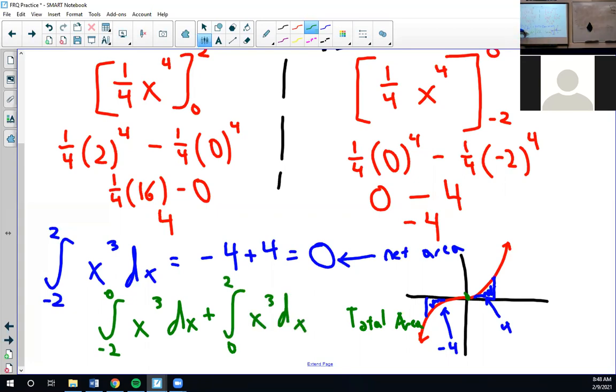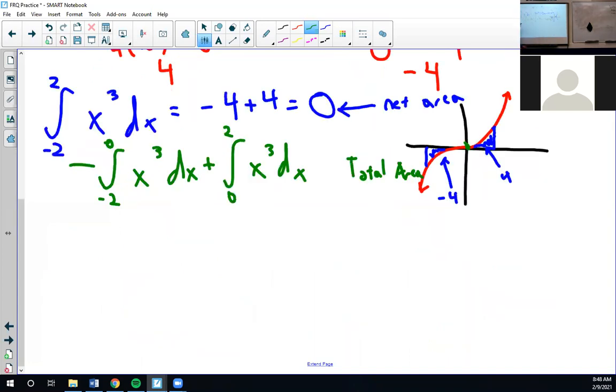So I chose to split off this integral from -2 to 0 specifically because I know this integral, this first piece, is a negative. So how do I take a negative answer and make it positive? Well, let's just put a negative on it, so that this comes out to be -4 plus 4 and becomes 8 for the total area.